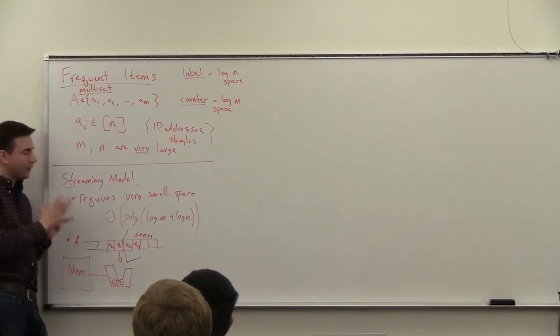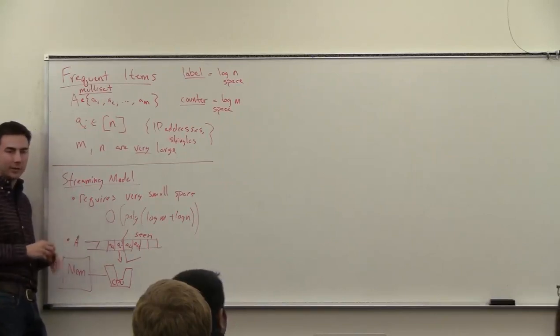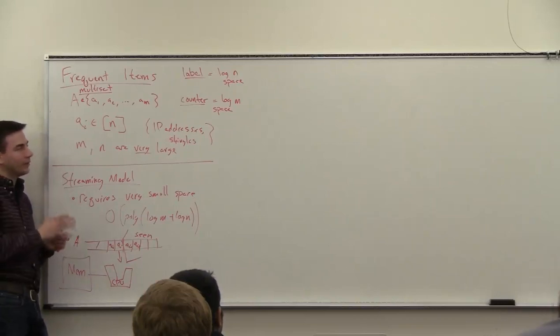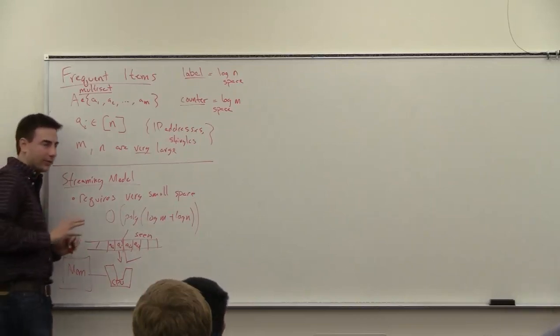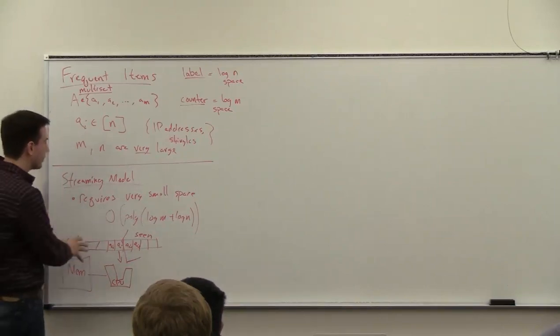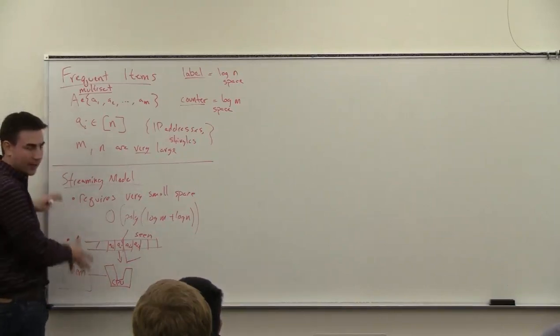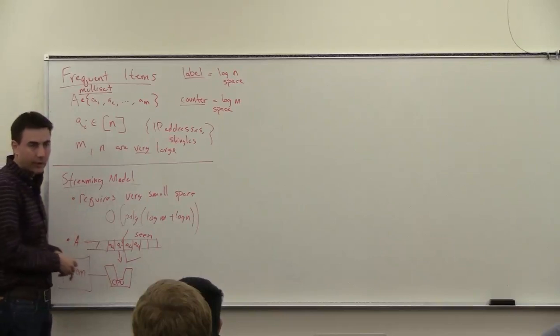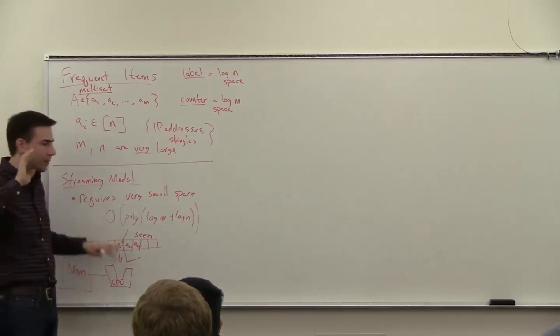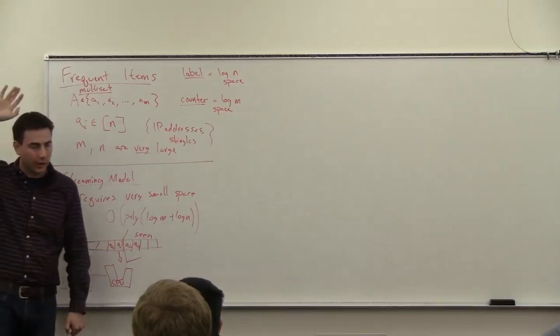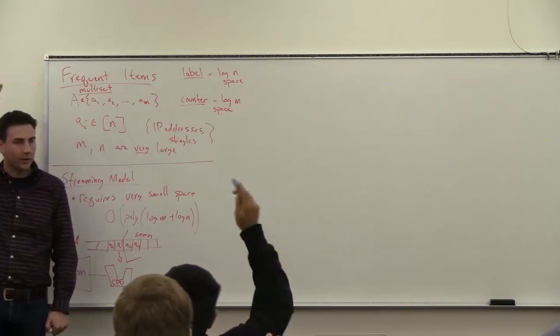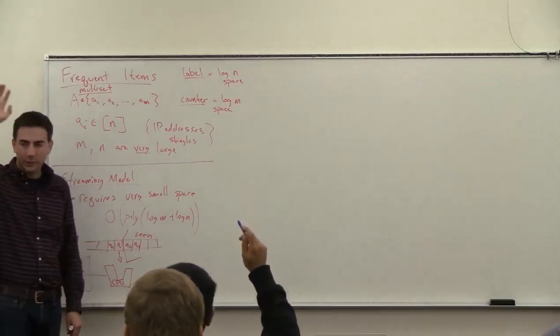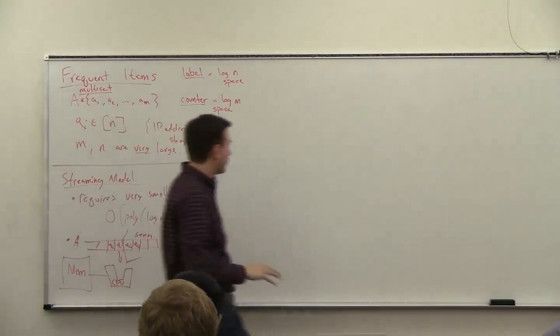So it's a very useful way of thinking about these problems. And as you'll see, I'll talk today about just two very cute tricks for solving the frequent items problem in this streaming model. Now that I've described it, who's seen this streaming model before? Okay, a few people have seen it, but most of you haven't.